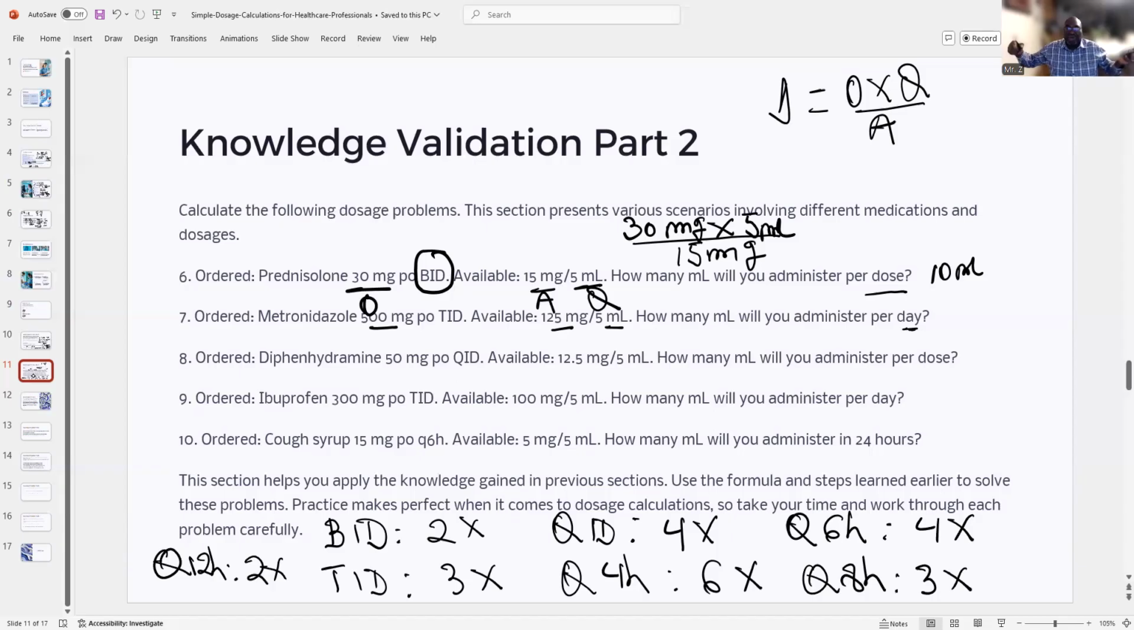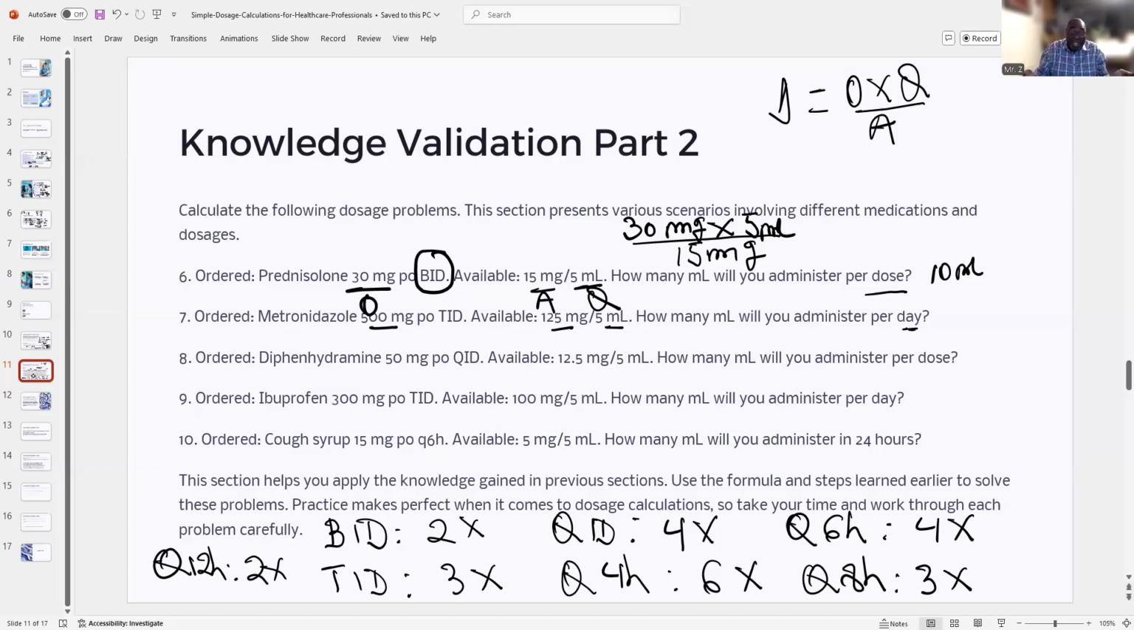BID, well, I can do every 12 hours, or I can do after 6 hours, as long as I'm giving that twice a day. But Q12 hour, it's very precise. Same concept with the QID, and then every 6 hours. Every 6 hours means, yes, it's 4 times a day, but you're giving that medication after every 6 hours.